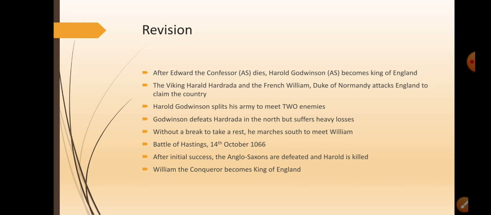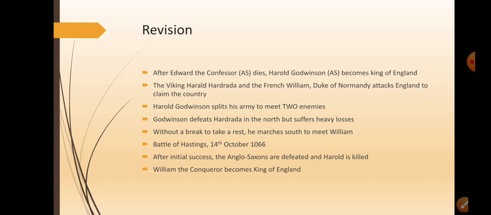After an initial success, if you remember, I showed you pictures of the Bayeux Tapestry, where the Anglo-Saxon soldiers were shown standing up on a hill, clearly having a vantage point, and in the beginning they were shooting at the French down the hill easily. They were easy targets. But when William pretended to flee, to run away, the formation broke, and William could take advantage. In this battle, Harold is killed, and William the Conqueror becomes King of England, changing English history forever.